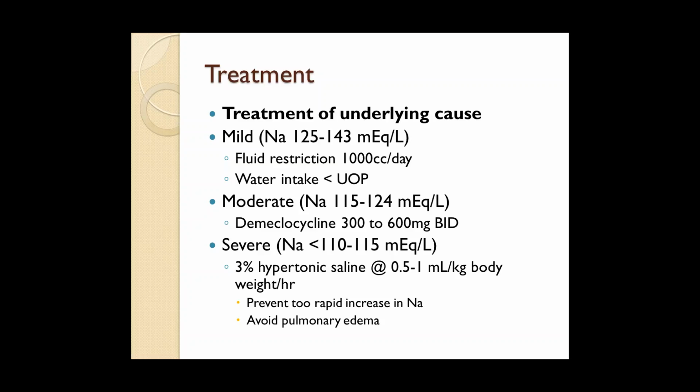However, in patients who develop a more moderate degree of hyponatremia, such as a sodium of 115 to 124 milliequivalents per liter, in addition to the fluid restriction and restriction of free water intake, they may also be prescribed a medication called demeclocycline at a dose of 300 to 600 milligrams BID. Demeclocycline is a bacteriostatic antibiotic that is not commonly used anymore. This is mainly because it causes a usually unwanted side effect of nephrogenic diabetes insipidus.